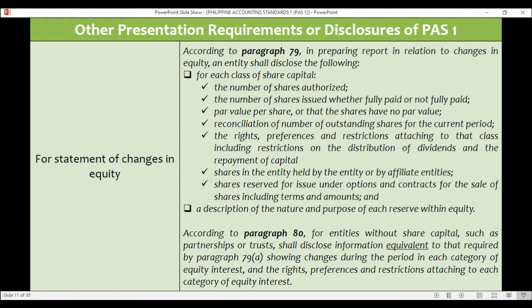For the statement of changes in equity, according to paragraph 79, in preparing the report in relation to changes in equity, the entity shall disclose the following. For each class of share capital, meaning applicable to either preference or ordinary shares, the entity shall disclose the number of shares authorized, meaning how many shares a company is authorized to issue; the number of shares issued, whether fully paid or not fully paid, meaning if there are any subscriptions, full payment, or partial payment, regardless of status, should be disclosed; and the par value per share, or if the shares have no par value, then disclose the stated value.